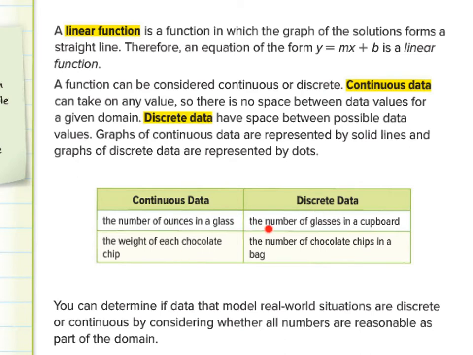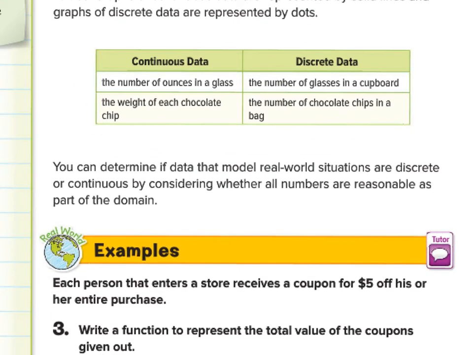But discrete data: the number of glasses in a cupboard, or the number of chocolate chips in a bag. This is not easy to just tell by looking simply at the data. If you were to stare at a cupboard full of glasses, or a bag full of chocolate chips, you wouldn't be able to tell. You can determine if the data modeling real-world situations are discrete or continuous by considering whether all numbers are reasonable as part of the domain.